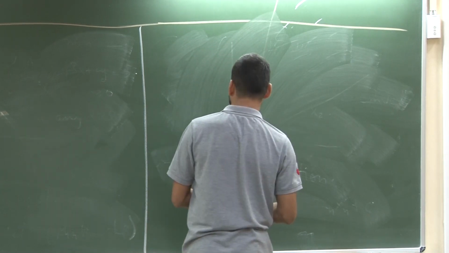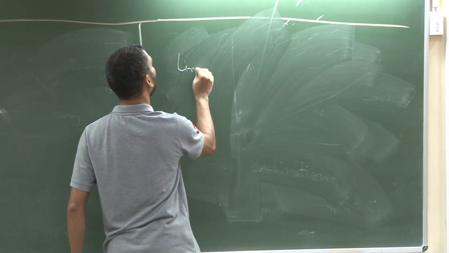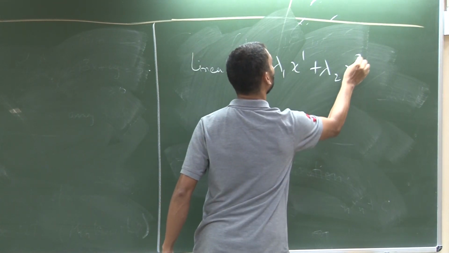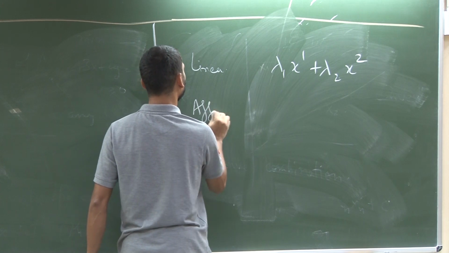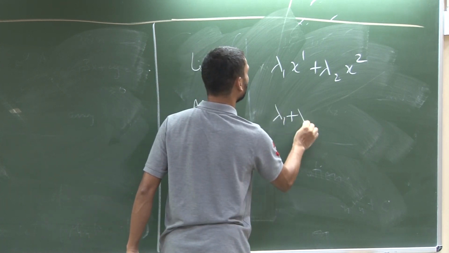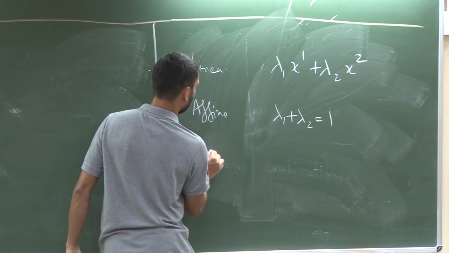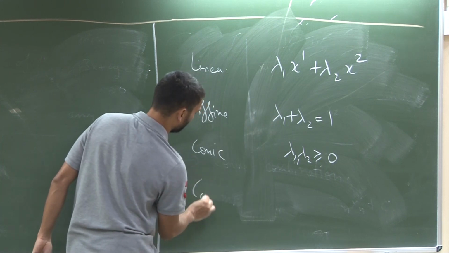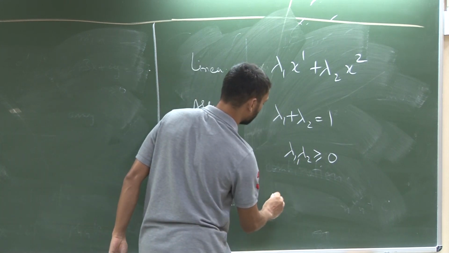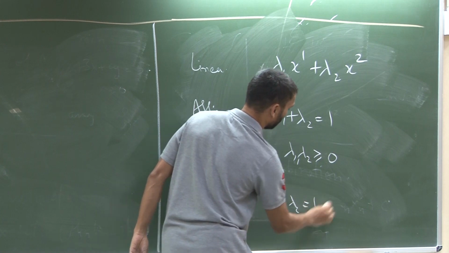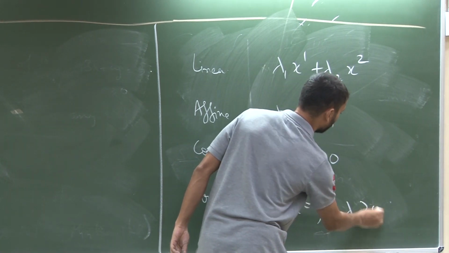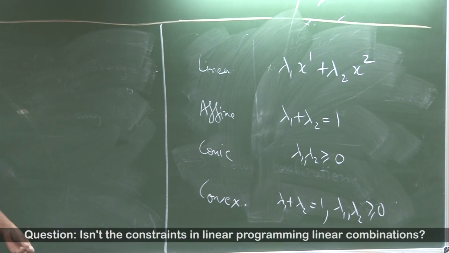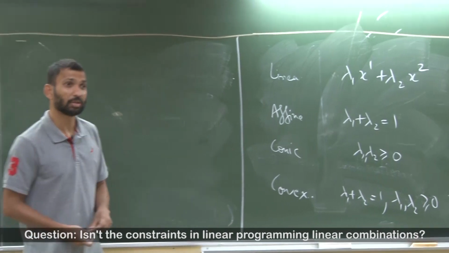So the way to remember it is, linear combination is unconstrained. Affine, the constraint is lambda 1 plus lambda 2 equal to 1. Conic is lambda 1, lambda 2 greater than or equal to 0. Convex is both together, which basically means it lies between 0 and 1. Okay?